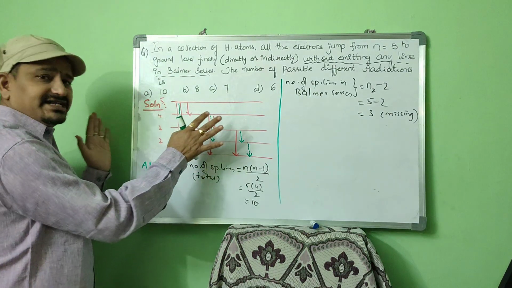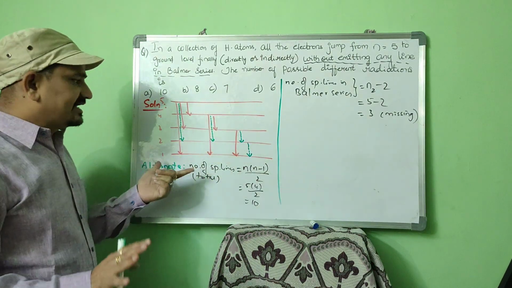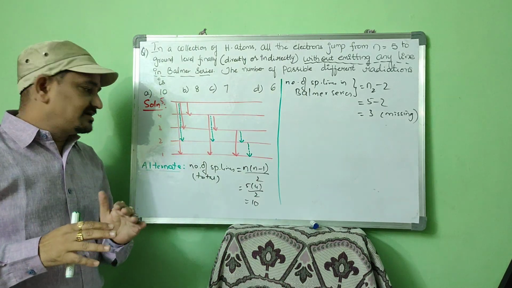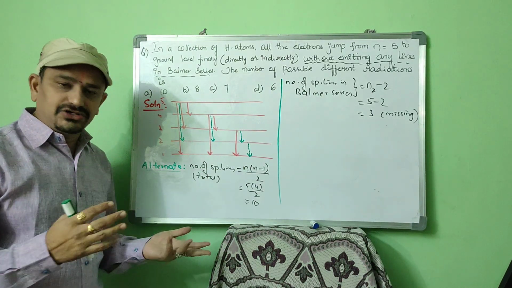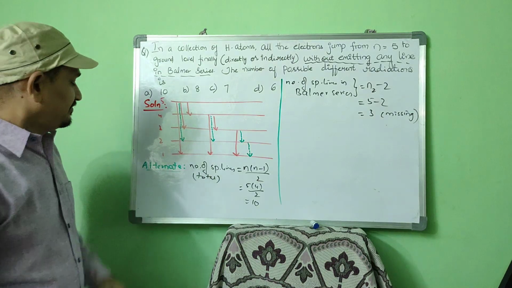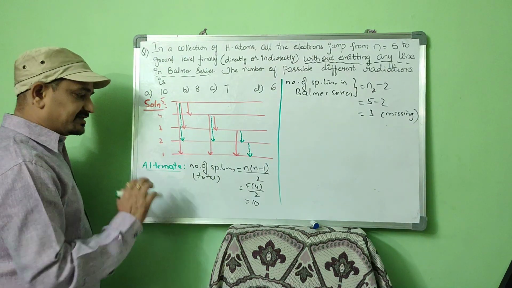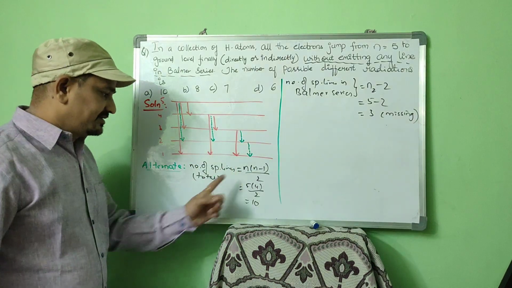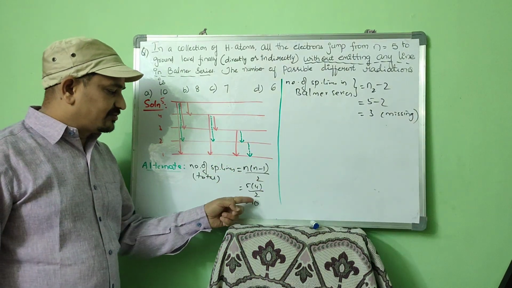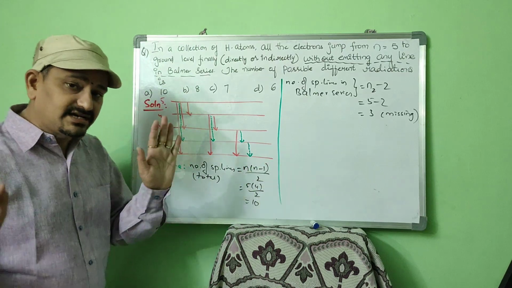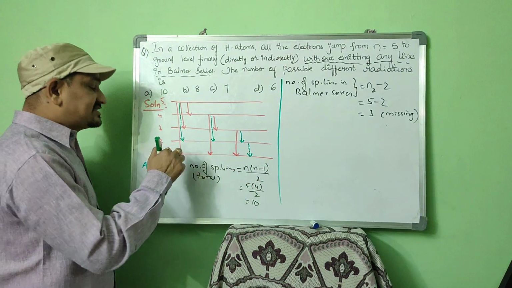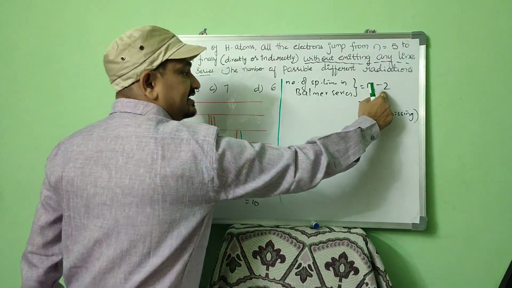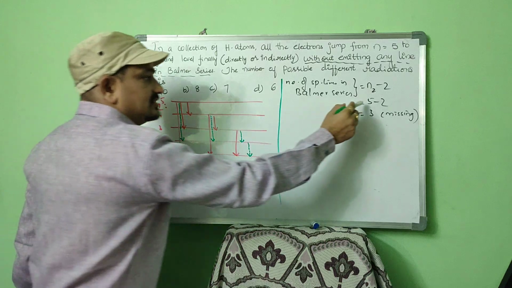If you answer the question in this way, you may get the answer directly. But usually for these competitive examinations, teachers insist on shortcuts, and students also usually follow them. In the shortcut method, the total number of spectral lines is n into n minus 1 by 2, you know that. That is 5 into 4 by 2, 10 lines. And the number of spectral lines in the Balmer series is the upper level minus the Balmer series number 2, so 5 minus 2, 3.